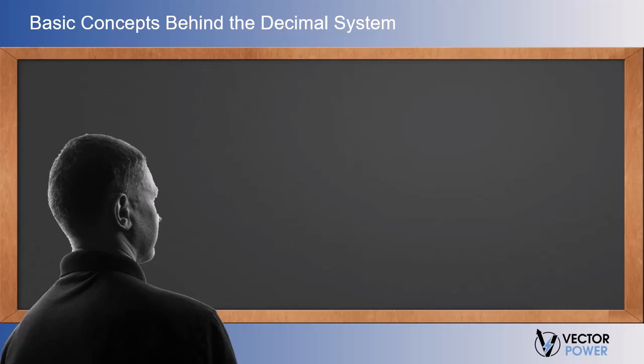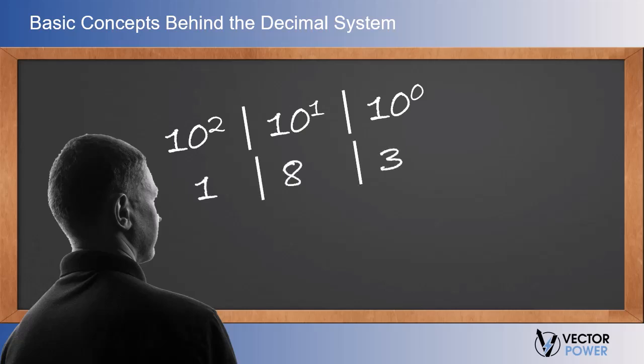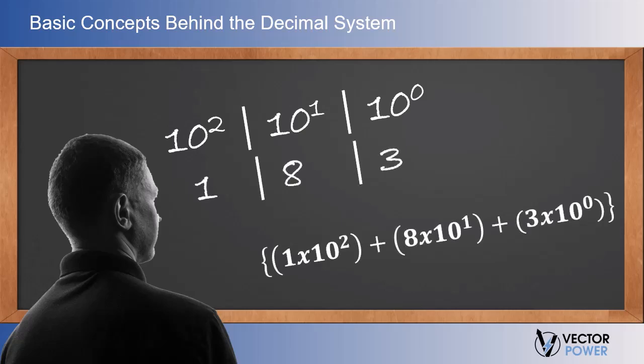Years later, we learned that the ones column meant 10 to the power of 0, the tens column meant 10 to the power of 1, the hundreds column 10 to the power of 2, and so on, such that the number 183 is really 1 times 10 to the power of 2 plus 8 times 10 to the power of 1 plus 3 times 10 to the power of 0.